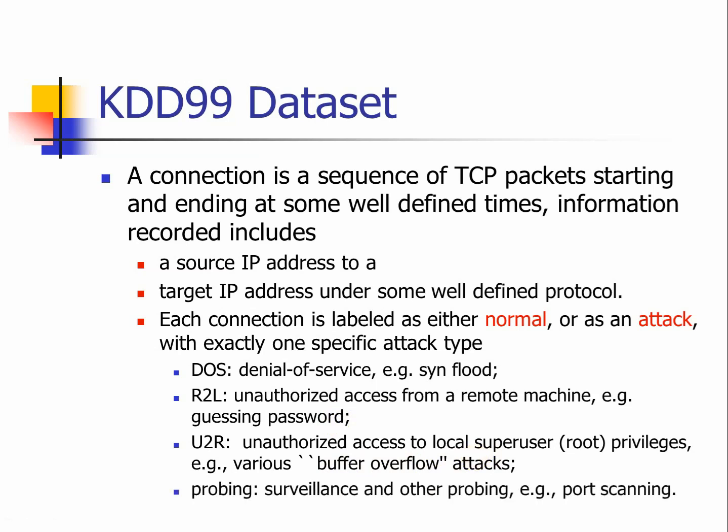And there's another one, probing. They try to look into the different ports and then try to find the vulnerabilities of the server. So you can see they will record a lot of different information together with a label indicating it is either normal traffic or an attack.